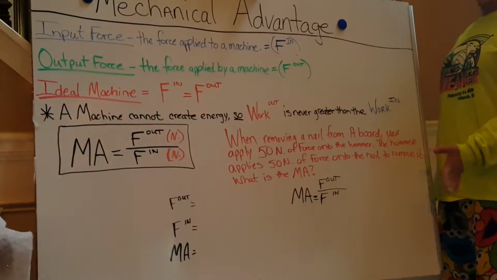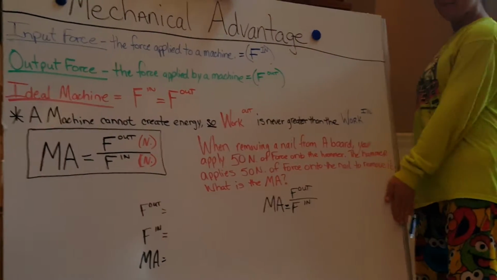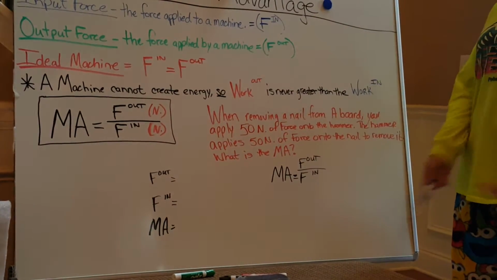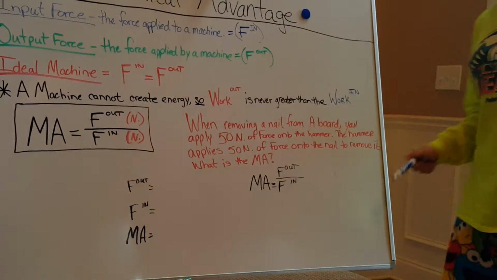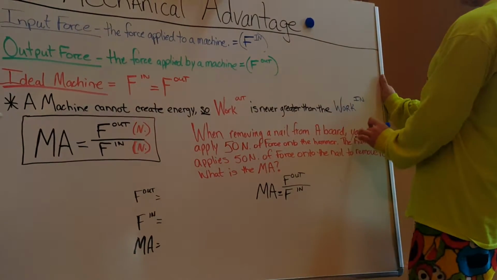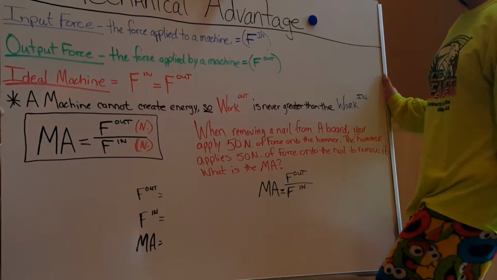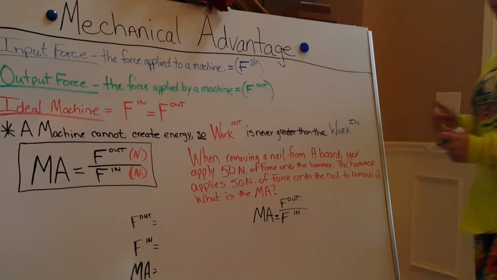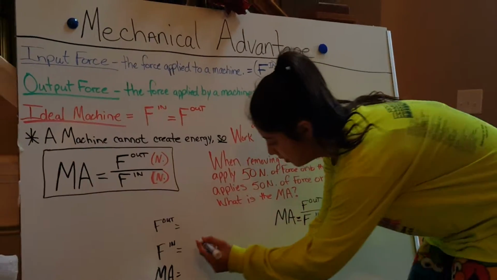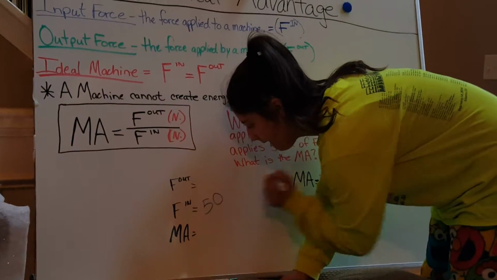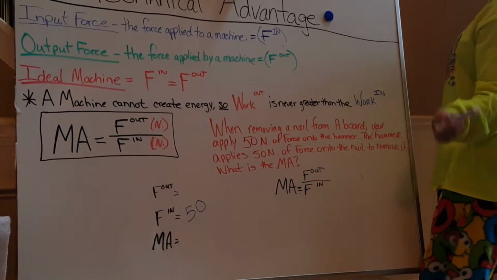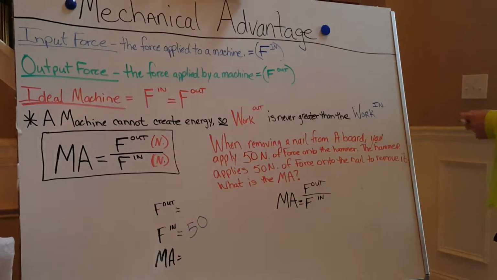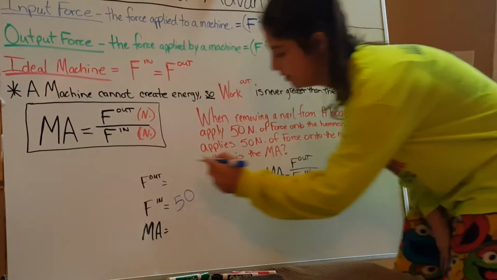Well, it's not always going to equal the same amount, so you might need to do some math on that. But since we are very lucky on this problem, it actually is going to equal the same thing, because it says you apply, oopsie, we are going to apply 50 newtons, so that is going to be your input force, and your F out, which is your output force, is also equal to 50.